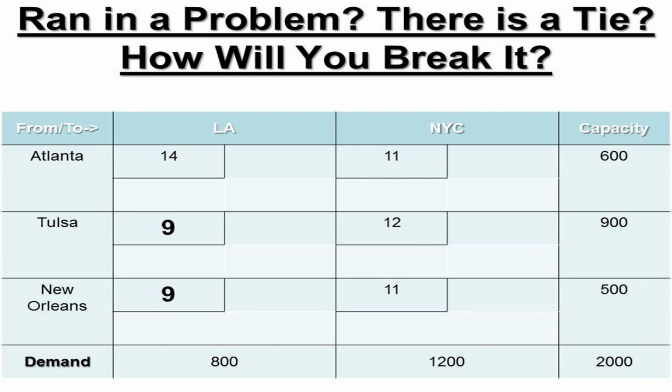All right. Did you run into a problem here? Yes, you did, because there is a tie between Tulsa, LA and New Orleans, LA. They both cost $9 a piece. How do you break the tie? Well, there are multiple ways.